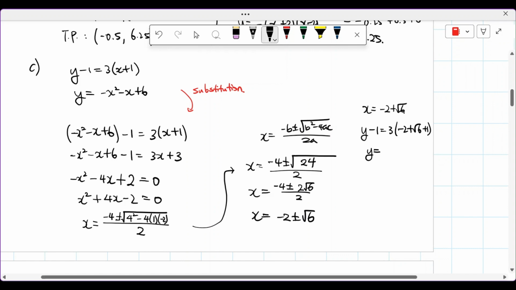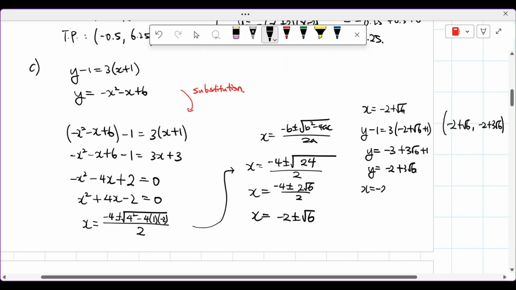So that's y equals negative 3 plus 3 square root of 6 plus 1. So that's y equals negative 2 plus 3 square root of 6. So that's the first one: negative 2 plus square root of 6, comma, negative 2 plus 3 square root of 6, close bracket.